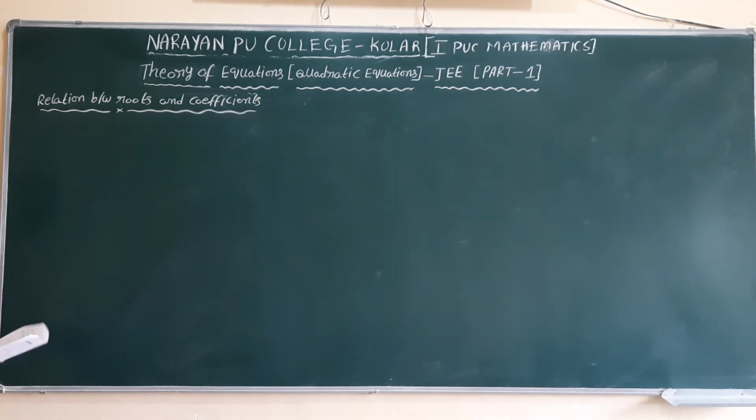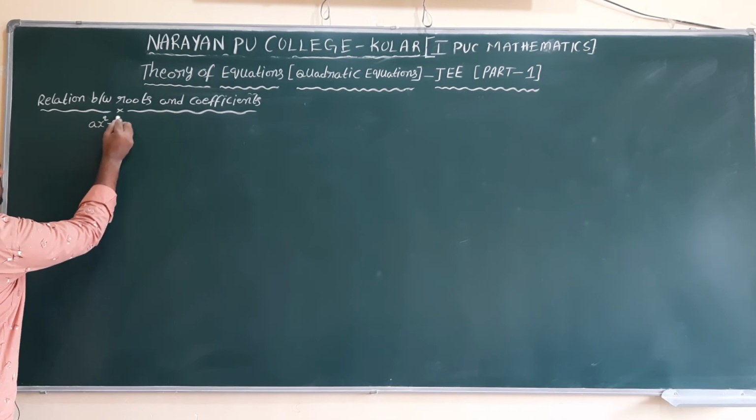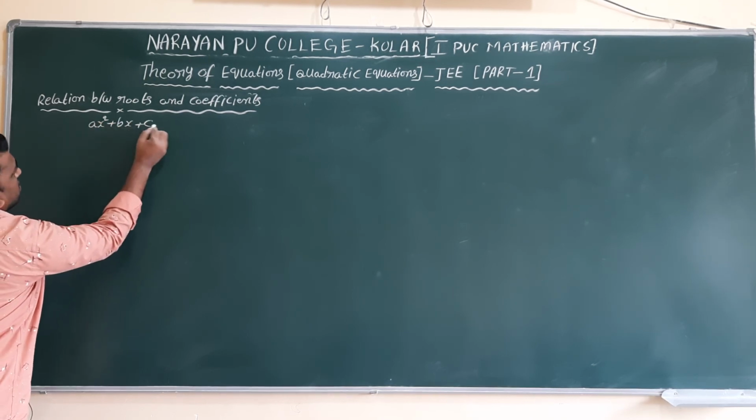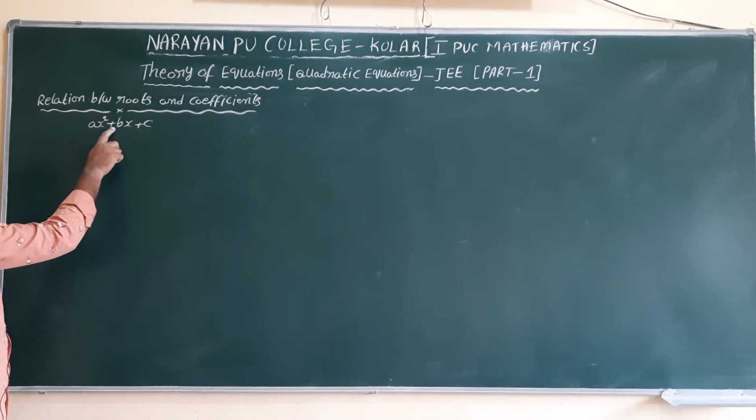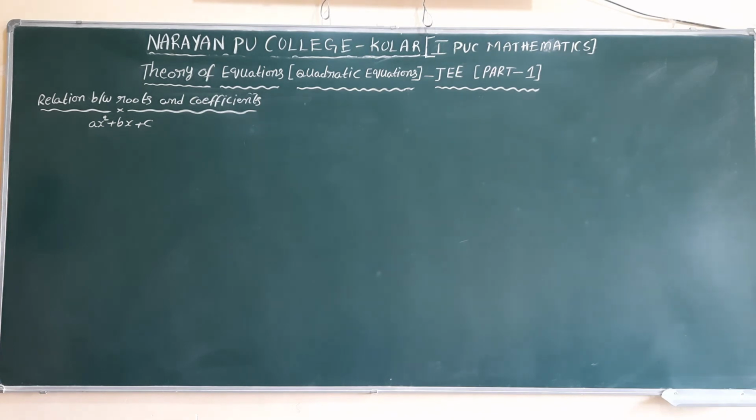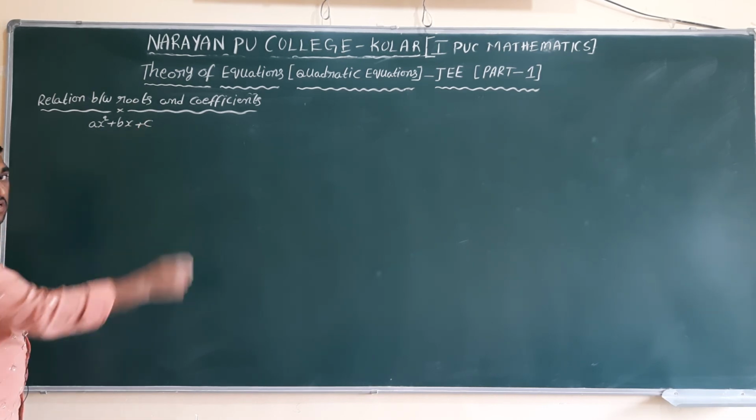Relation between roots and coefficients. For example, the general quadratic equation is ax square plus bx plus c. Let us take x minus alpha and x minus beta as the factors of the quadratic equation ax square plus bx plus c. So we know for quadratic equations we will have two roots, or otherwise two solutions or two factors. So those two factors we can take as alpha and beta.